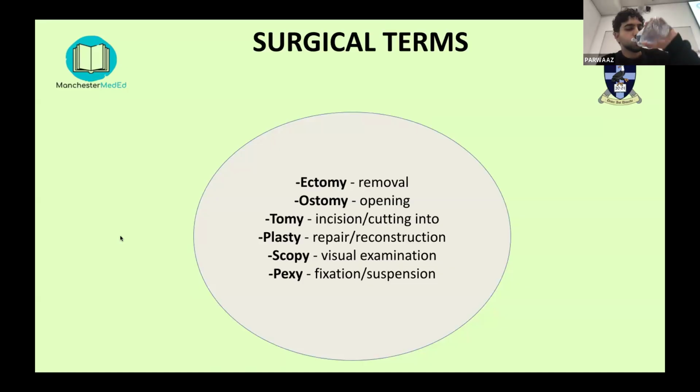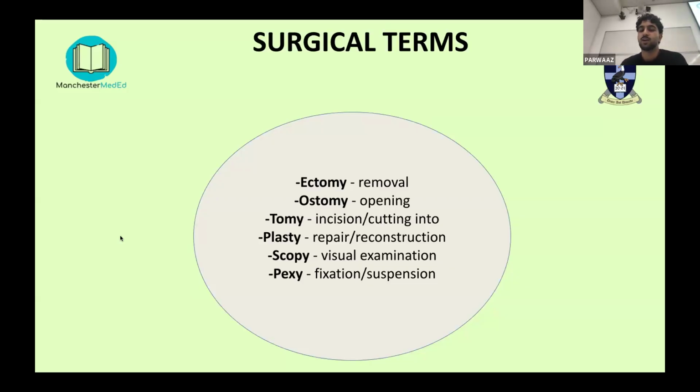Plasty, slightly less common, but essentially repair and reconstruction. So something like abdominoplasty for massive hernias, or mammoplasties for breast reconstruction as well. Scopy, visual examination, I'm sure you're aware, endoscopy, colonoscopy, and pexy means fixation or suspension. So rectopexy, for example, for prolapse.